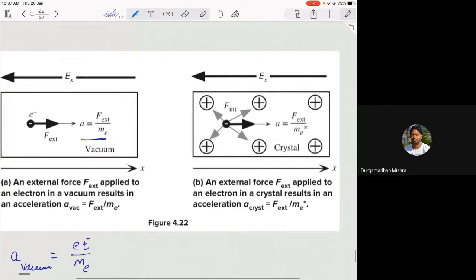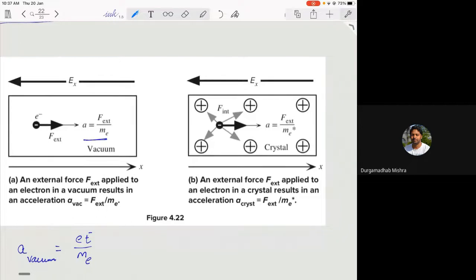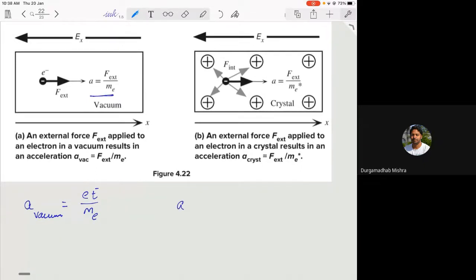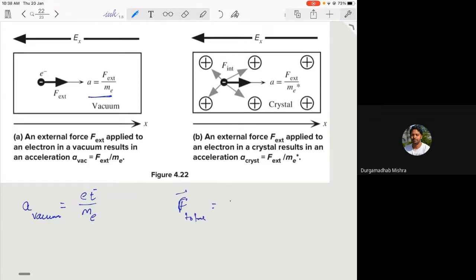Why? Because you have an external electric field, which will give, of course, an external force, but you also have many ions and electrons within the solid, and that leads to an internal force which doesn't exist when the electron is in free space. So because of these ions and other electrons present in the solid, the electron will definitely feel some electric field or force. So I can write down the total force on the electron as F external plus F internal, and this external force is due to the electric field you have applied.